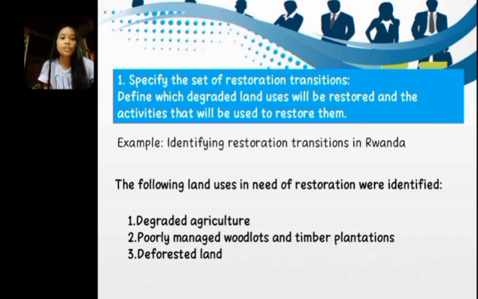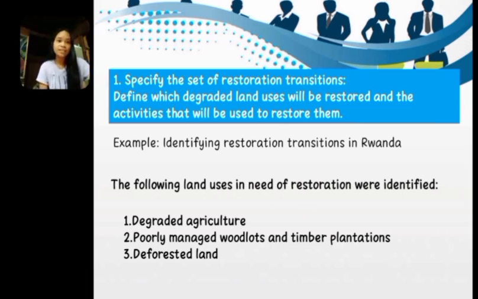So the consultative workshops had the following objectives. These are: first, to formulate and prioritize a set of policy questions; second, to develop the capacity of sectoral government counterparts and non-government stakeholders in policy question formulation; then third is to enhance dialogue and build common expectations. So the following land uses in need of restoration were identified.